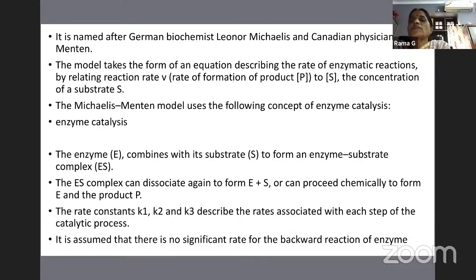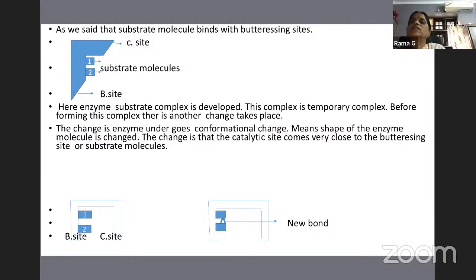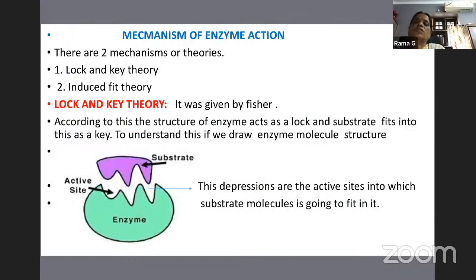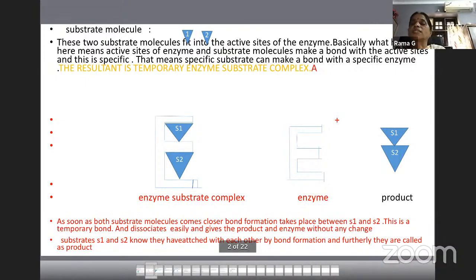In the next step, it is assumed that there is no significant rate of the backward reaction of the enzyme. In any process, we haven't seen backward changes. That means we are observing forward changes only. Separate substrate and enzyme molecules add to one another and give the complex, and this complex, by showing the further reaction steps only, gives again enzyme and product.